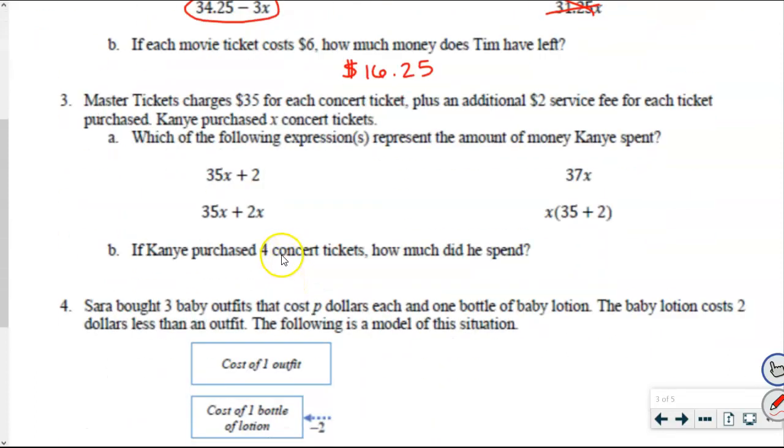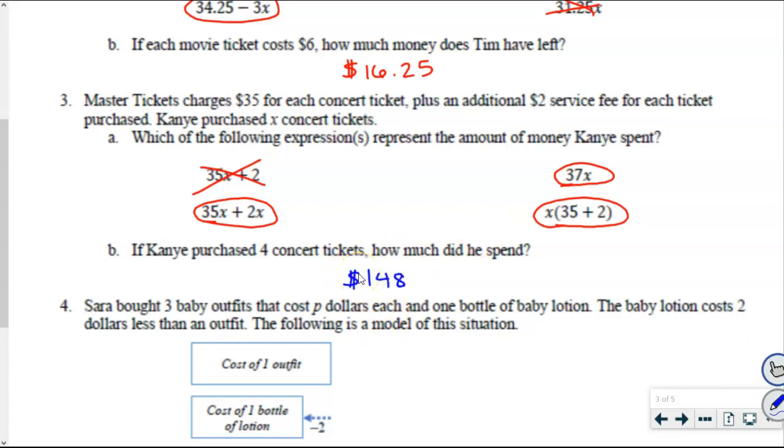And Master Tickets charges $35 for each concert ticket, plus an additional $2 service fee for each ticket purchased. That means we are really truly paying 35 times x plus 2 times x, or 37x, or add the 35 and 2 together first and then multiply by x. But it's not going to be 35x plus 2. And if we purchase 4 concert tickets, that's 37 times 4, and you get what, please, Sam? $148 spent on tickets.